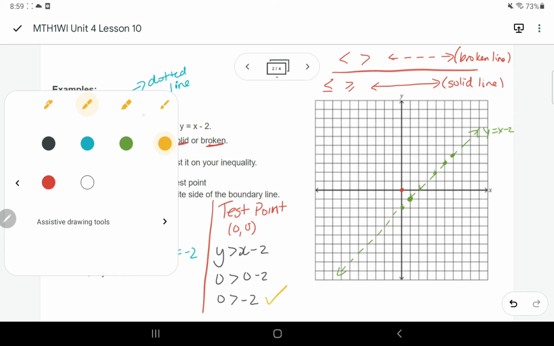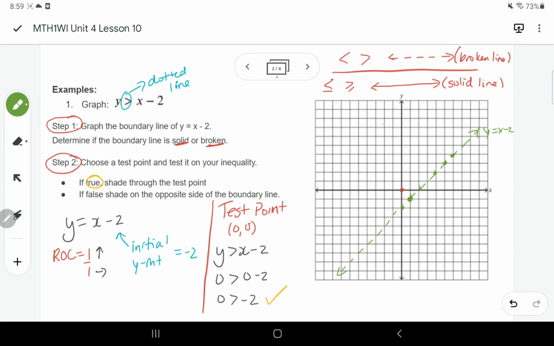So I'm going to switch to kind of a highlighter here. This is true, so this number does work. And then if you're using a pencil, this is harder for me to do on the video, but you would just shade lightly with your pencil everything above that line.